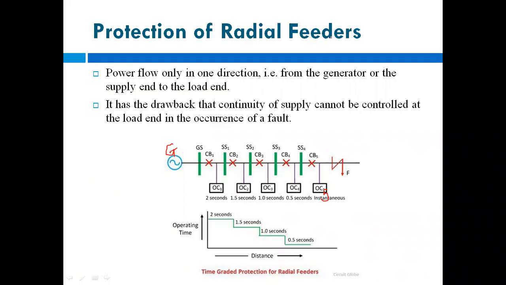When we use a backup system and a fault occurs, supply is provided by that backup protection. But for radial feeders there is no such system. The supply is given from the generating end to the supply end in only one direction. Therefore, if any fault occurs, there is a complete shutdown of the supply system.